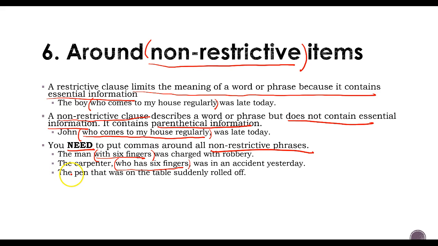The pen that was on the table suddenly rolled off. So this one's a little bit more obvious. The pen suddenly rolled off is much different than the pen that was on the table suddenly rolled off. The sentence actually doesn't make that much sense if we say the pen suddenly rolled off. That was on the table is an essential part of the sentence. Here's another one. The book, which is long, ends well. So which is long isn't really that important to the sentence. The sentence is about how the book ends well. Which is long is kind of a side note, so we put commas around it.